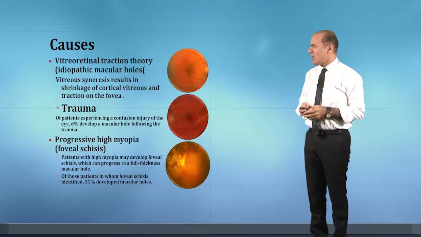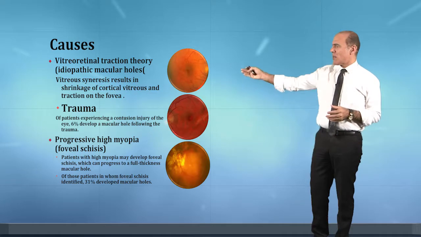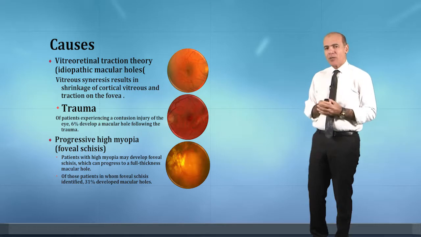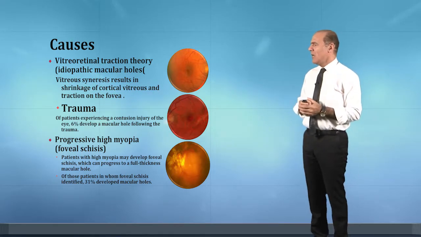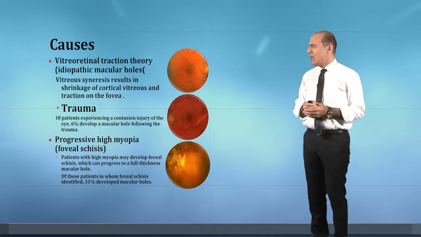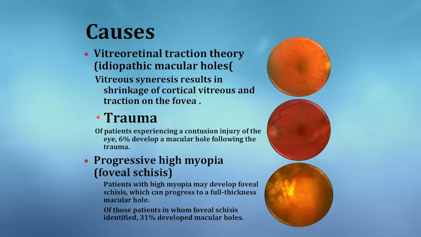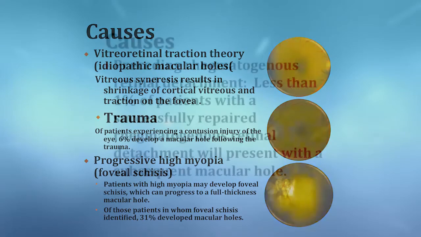The causes, as we see here, we have three different types of hole, as you see in the pictures. The vitreomacular traction theory will be implemented in the idiopathic type, and trauma is the second one. Most of these patients have experienced trauma, especially blunt trauma, due to the contrecoup injury or sudden compression of the globe through its anteroposterior axis, which can lead to macular hole. Or progressive high myopia, due to stretching of the globe with thinning out of the retinal layers, and you know that the thinnest area is the fovea, so it can break out and lead to macular hole as well in such instances.